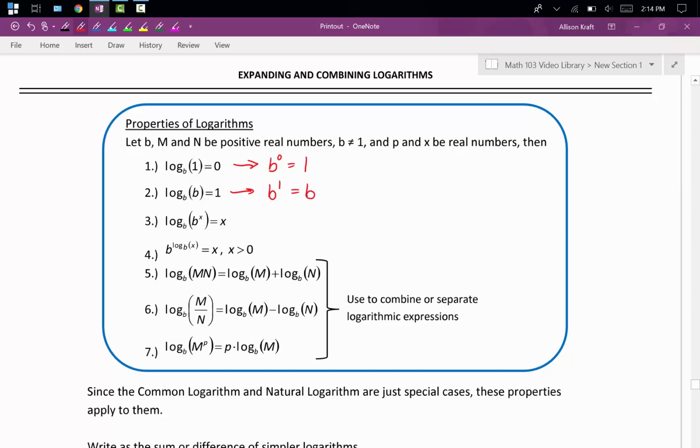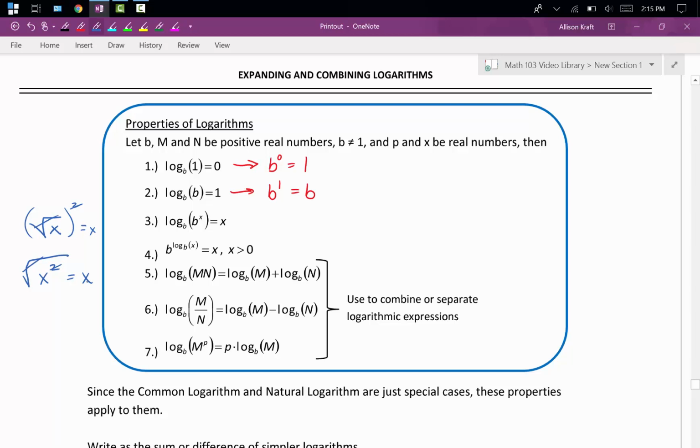The next two properties are inverse properties. Recall that when you have the square root of x and you square it, the square and the square root cancel out, leaving you with just x. Similarly, if you have x squared and take the square root of that, again, the square and square root cancel out, leaving us with just x.